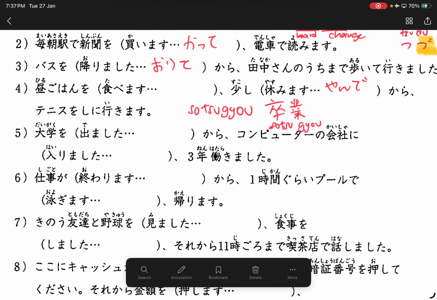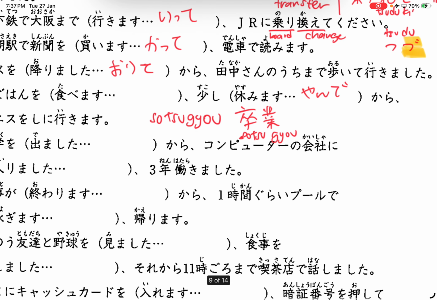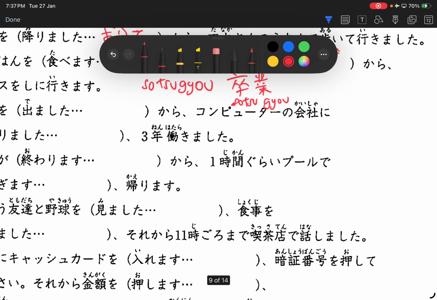Then we have another word for 会社に入りました. The word is called... Anyone want to guess? 入社. Because the company in Japanese is called 会社 嘛, 会社. So 入社 lah, enter company. So this is called 入社. Yeah, 入社. So 入社します. Alright, 入社. So 入社 means enter company. Enter society.